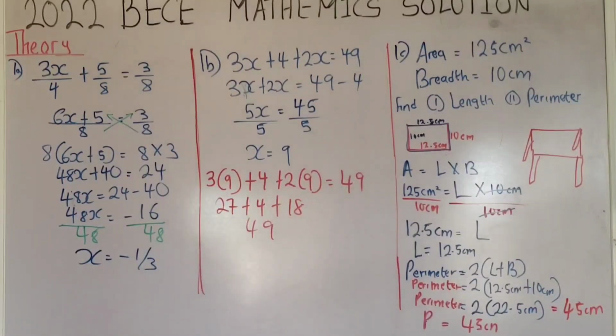Now, for the second question, in a certain school, the lesson periods for each subject is listed in the table below. Draw a pie chart to illustrate the information. Okay, now the second question is on pie chart. I mean, question 2A now. The first question under the second question is pie chart. Okay, so I want you to pay attention very well. In a certain school, the lesson periods for each subject is listed in the table below. Draw a pie chart to illustrate the information.